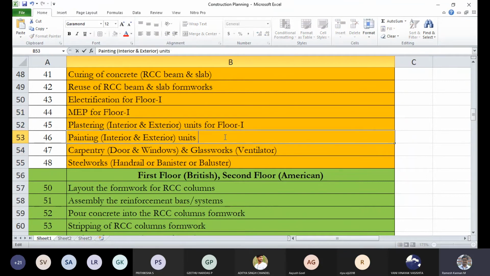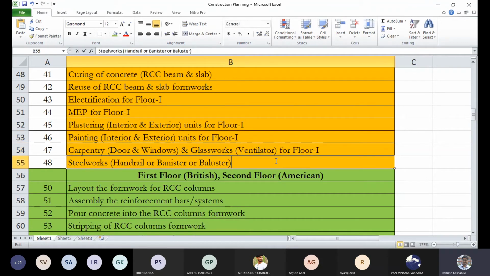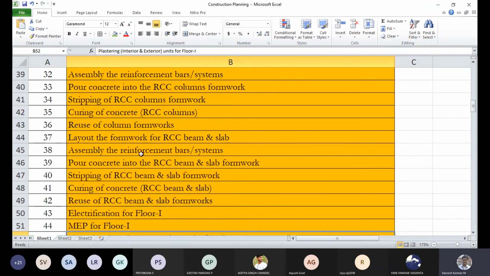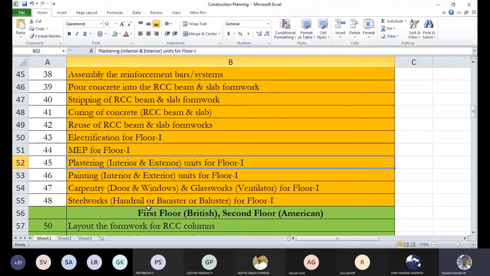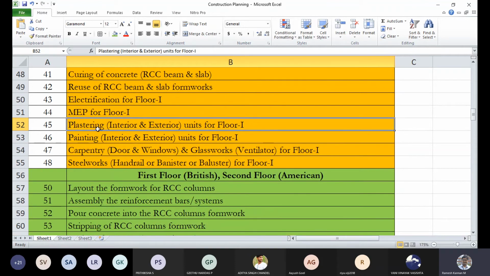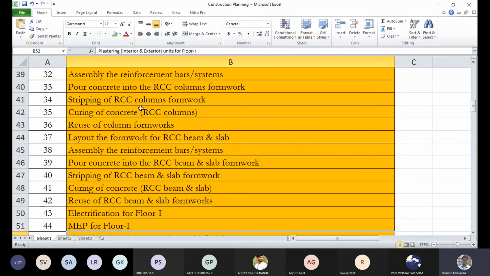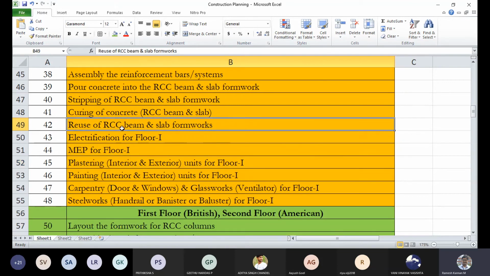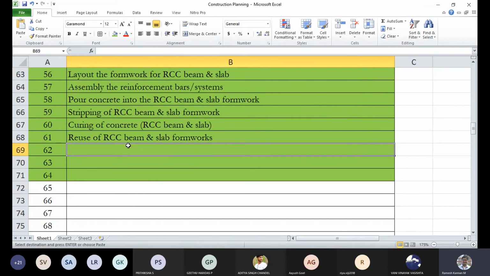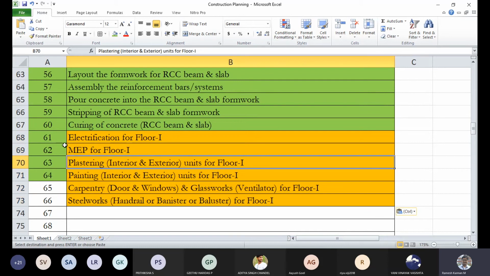Everything for floor 1, and this also gets repeated. Sometimes they finish the entire construction unit, then they'll go for plastering and painting at one stretch. So depending upon the engineer's perspective, they can always do this. Once this RCC beam, this will not be there for floor 2 because the process stops here. Reuse is not possible there.